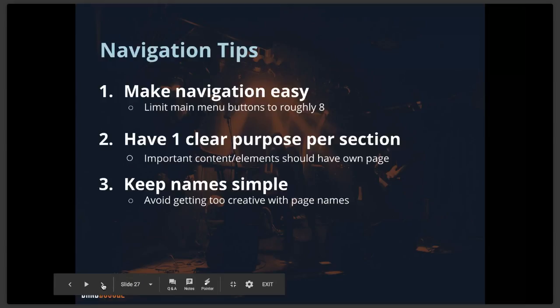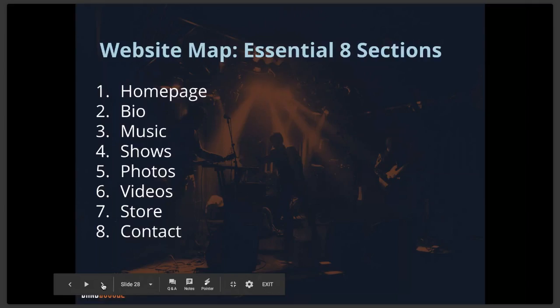Navigation is the menu that you see at the top of your website. You want to make the navigation easy for people to get around on your site. So we recommend limiting that to roughly 8 buttons or less. You also want to have one clear purpose per section. And then you also want to keep the names simple. You can get more creative in the content, but in the actual menu, you just want to have one-word names like blog, music, events. You don't want to get too crazy or crafty in the menu.